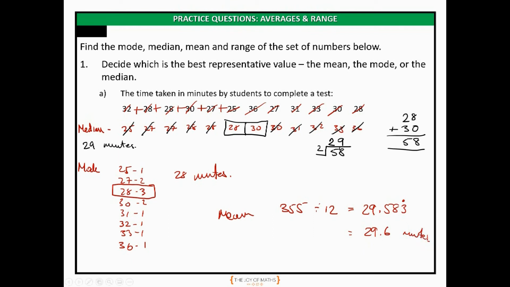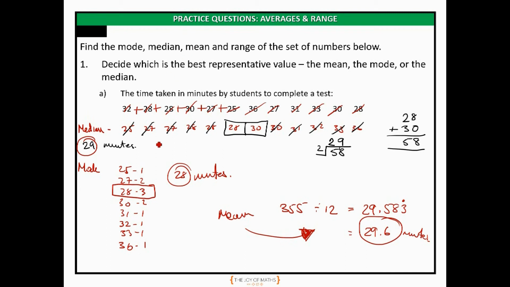So the question is which is the best one? Well, they're all pretty in and around the same mark. You've got 29 there, you've got 28 there, and you've got 29.6. Me personally, I would choose the mean, because this is continuous data. Continuous data is times, heights, distances, anything that starts from 0 and carries on counting up. Whereas the median is picking out the middle, and the mode is picking out the most common.